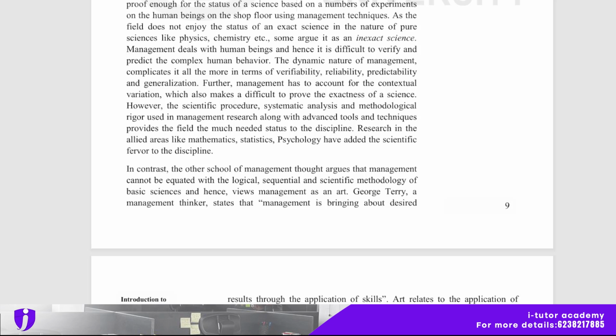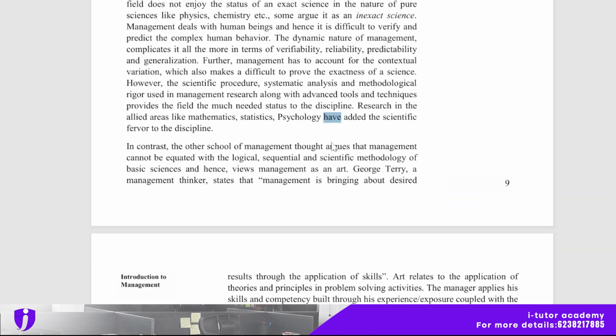However, the scientific procedure, systematic analysis, and methodological rigor used in management research, along with advanced tools and techniques, give the discipline its much needed status. And research in allied areas like mathematics, statistics, and psychology has carried the science forward in the discipline. Okay, some science nature is there in this subject.